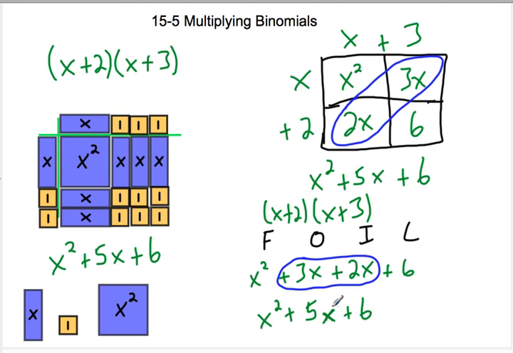The algebra tiles are great because it's a good visual. The box method is going to be really helpful because in 8th grade when we get into factoring trinomials, we're going to use the reverse of this box method. So this is probably going to be the one I'll use the most, just to get us in that mode. But FOIL is also very prevalent, so keep that in mind. Either way, you get the same answer. So let's try another one.